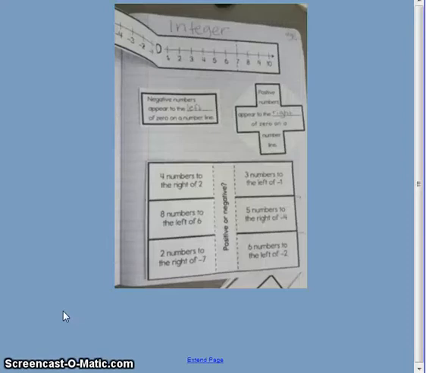In this video, we're going to go through the playbook entry for integers and absolute value. Here you have a picture of what your playbook entry will look like when you cut all the pieces out and glue them in. Your title will be integers. You're going to make sure that you have the number line folded in half along 0.